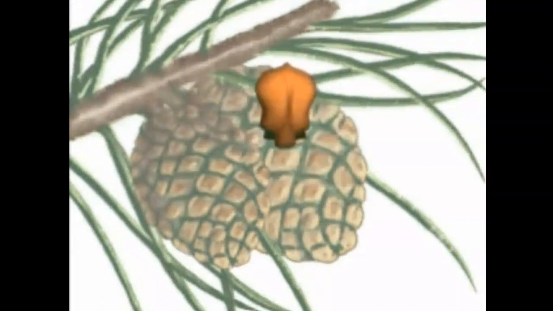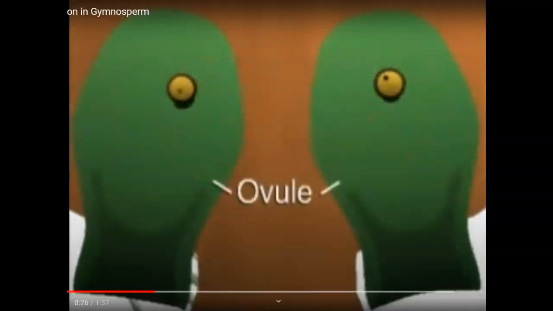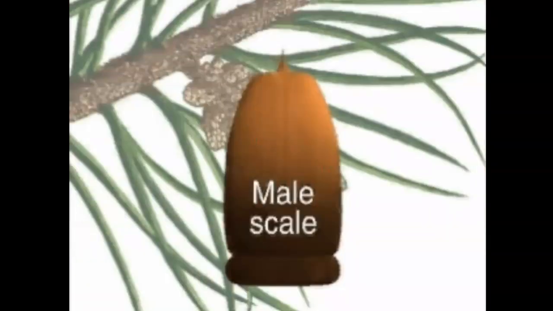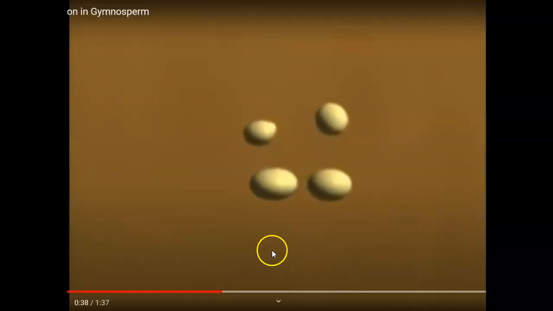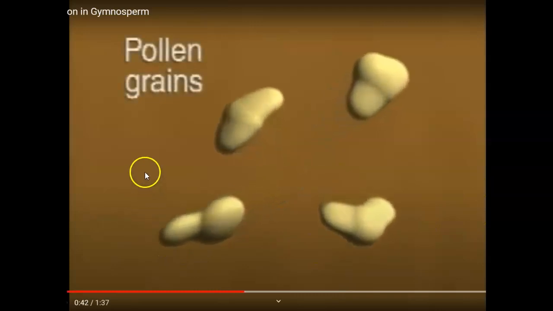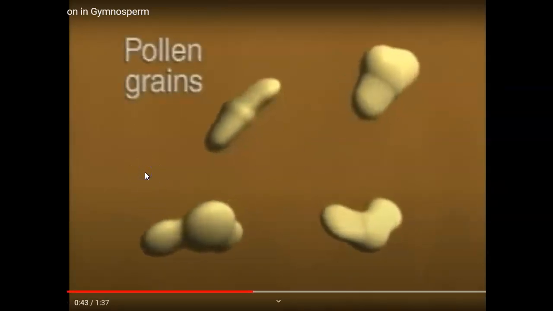Female cones develop 2 ovules on the upper surface of each cone scale. Each ovule contains haploid megaspores. Male cones produce microspores by meiosis. The microspores develop into pollen grains. Each winged pollen grain is a 4-celled male gametophyte.